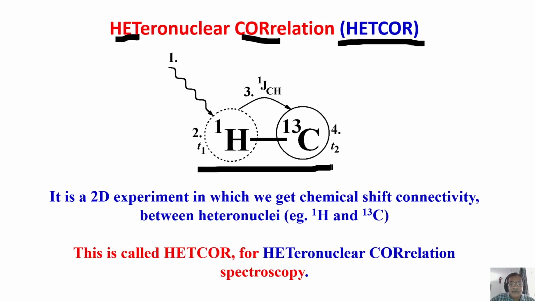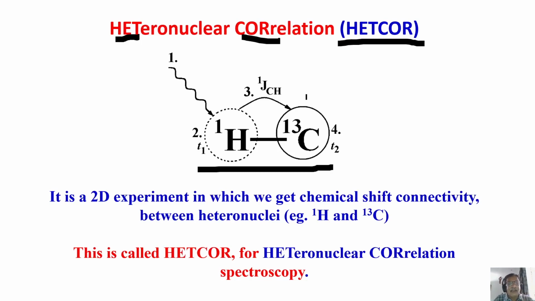But just to give you the information about what this HETCOR does: it is another correlation experiment similar to the homonuclear COSY we saw. Only thing is, there we got the chemical shift connectivity among the coupled spins in the homonuclear case. If one proton is coupled to another proton through chemical bonds, you got cross peaks. But here, in this experiment, it is a heteronuclear correlation. For example, you consider a CH3 group, CH, there are two carbons coupled to two protons.